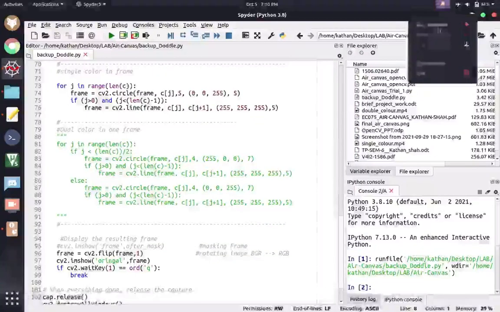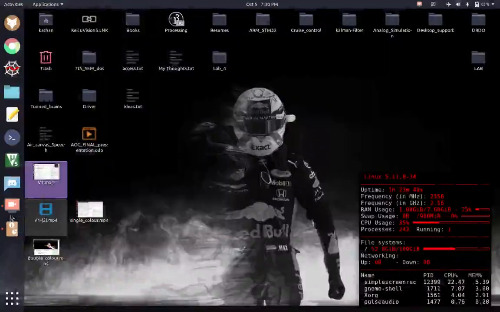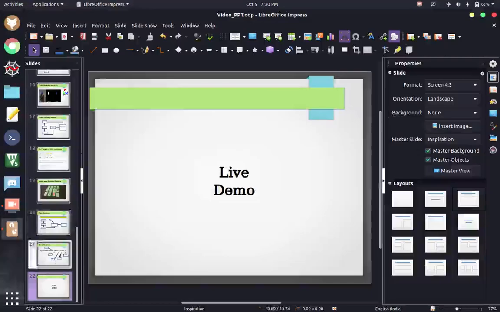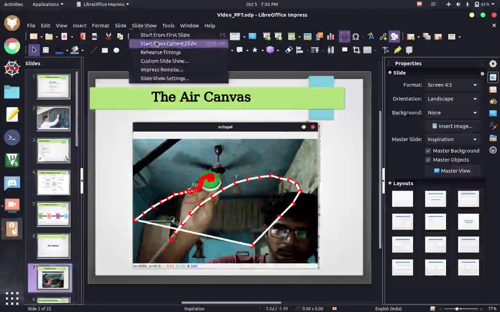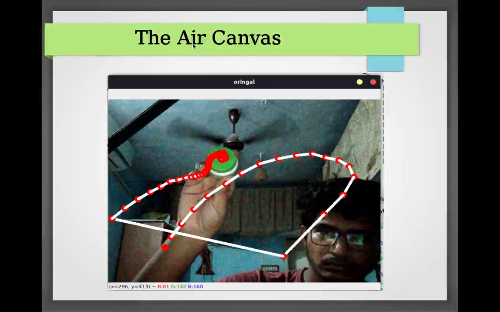So that's the main idea of air canvas. That's the proof of concept which I was talking about at the start. So moving the marker in the air, we can write on any computer screen or any presenting screen. So that can be used for educational purposes or in any business meeting or any kind of application.